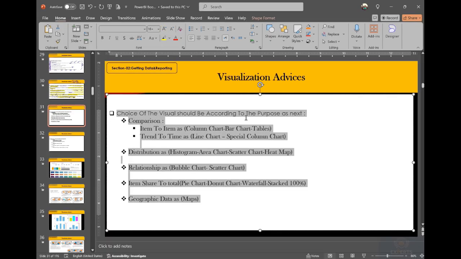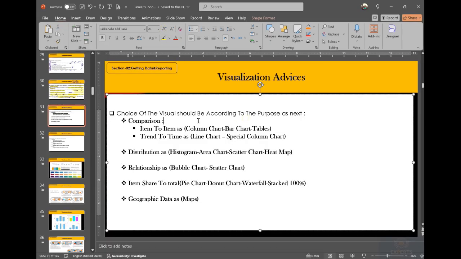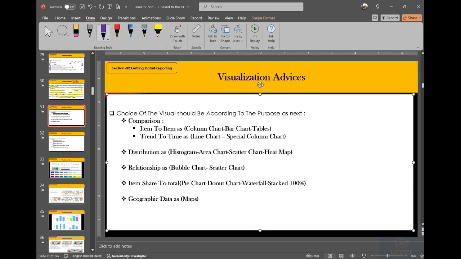Let's ask about the choice of visual, which should be according to the purpose of the report itself. If you are making a comparison, for example between two data or item to item, then a column chart or bar chart will be suitable. A table will be suitable also.